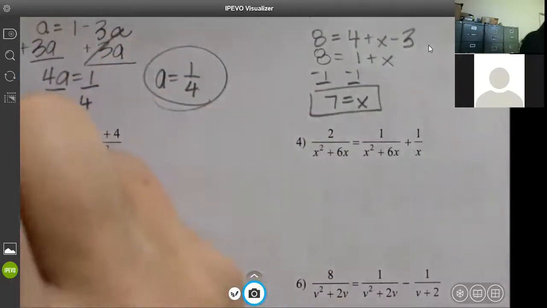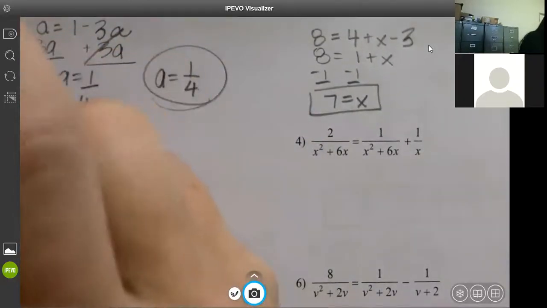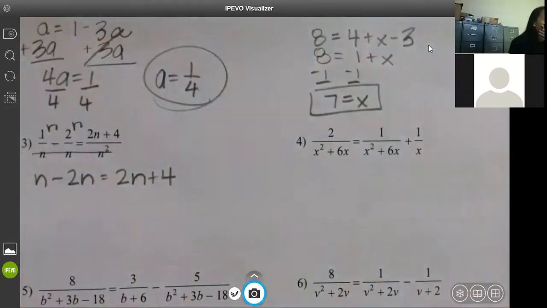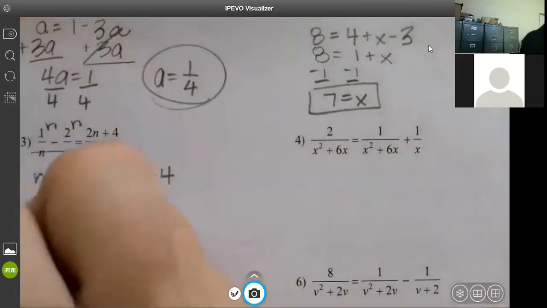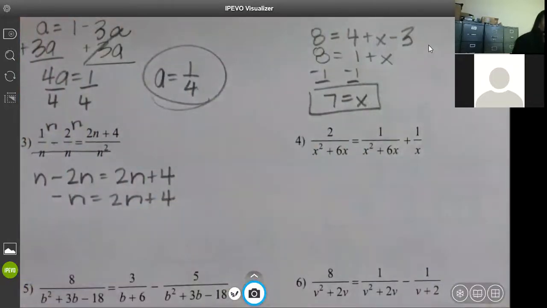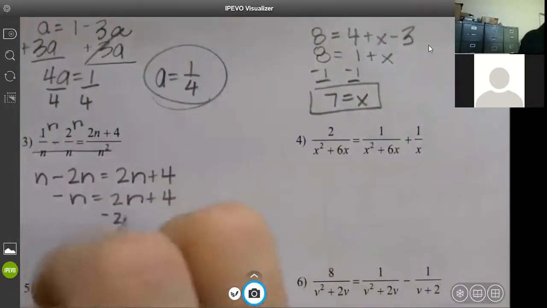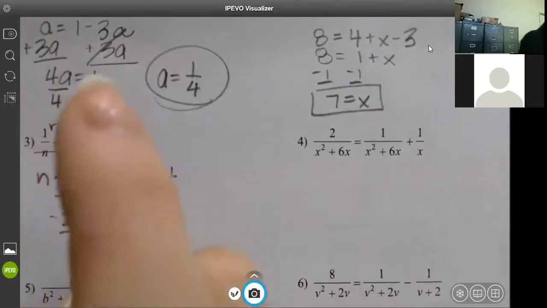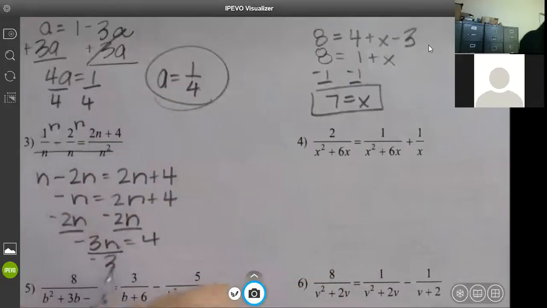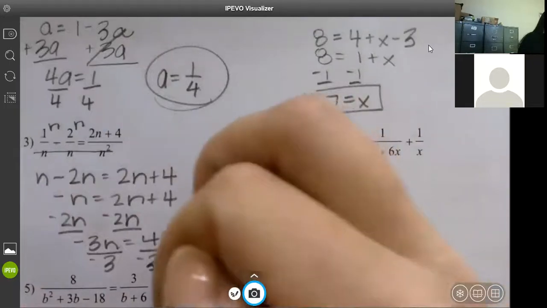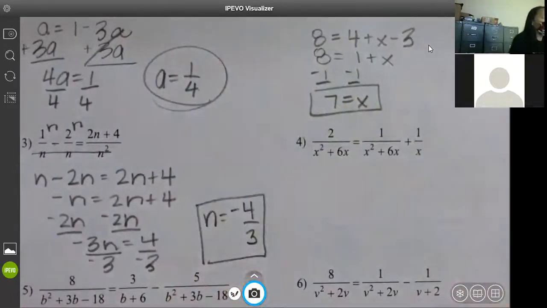1 times N is N. Minus 2 times N is minus 2N. Equals 2N plus 4. Clean it up and solve it. N minus 2N is a negative N equals 2N plus 4. You're going to subtract 2N. And we get negative 3N equals 4. We're going to divide by negative 3. And N equals negative 4/3.